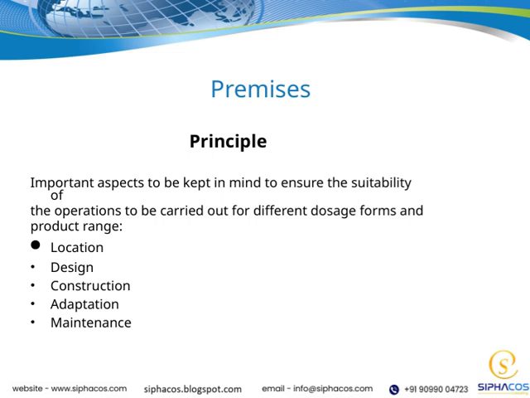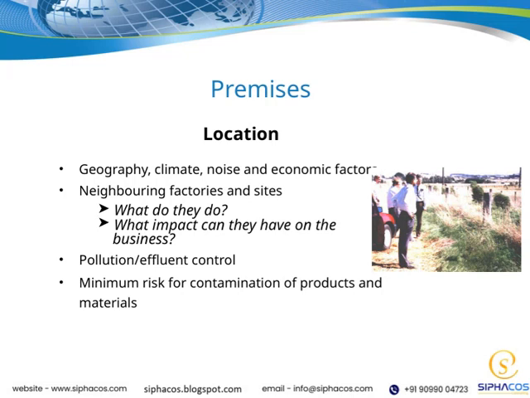Adaptation is another critical factor. Our premises should be flexible enough to accommodate new products or changes in technology. Maintenance can't be overlooked. Regular upkeep ensures everything operates smoothly and maintains high standards of quality. And finally, the premises themselves. They should be designed and managed in a way that supports all these elements seamlessly. When we consider these aspects collectively, we're better positioned to produce safe, effective, and high-quality products tailored to each dosage form and product range.